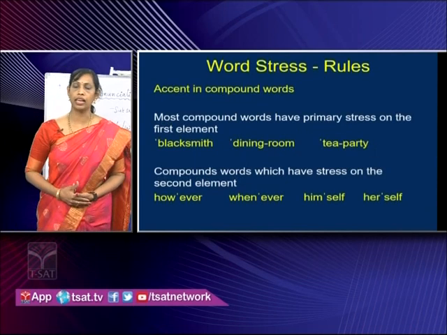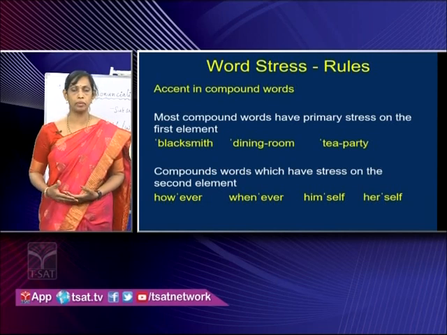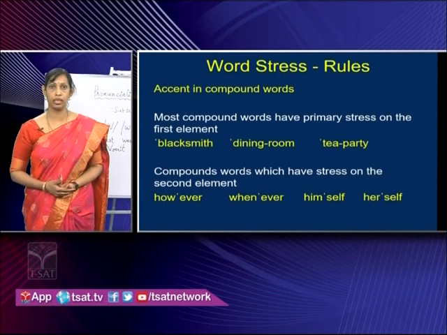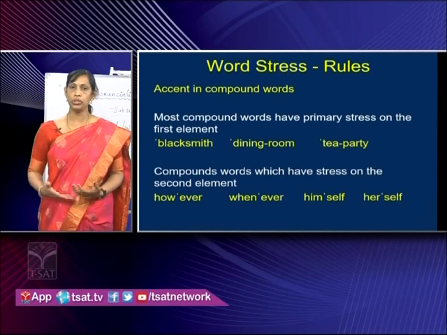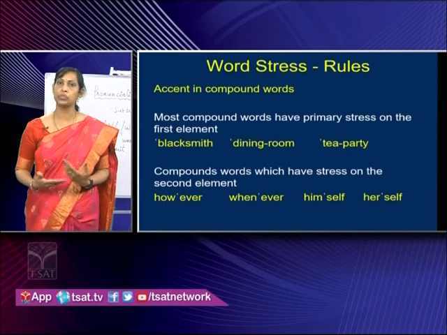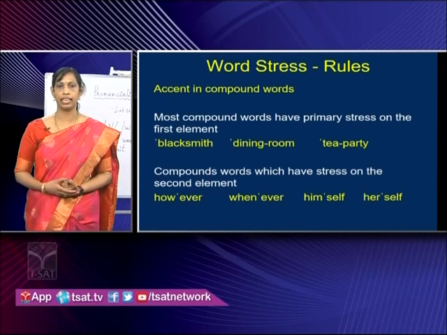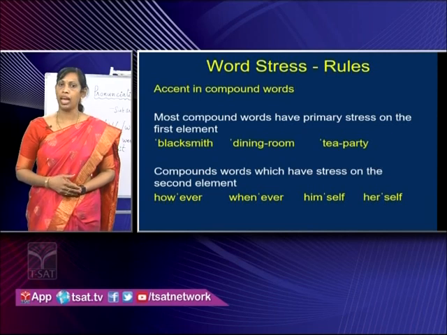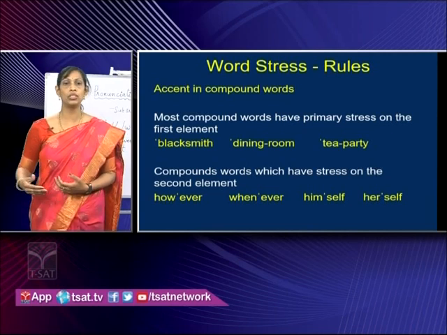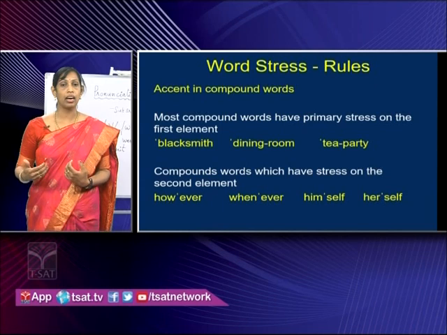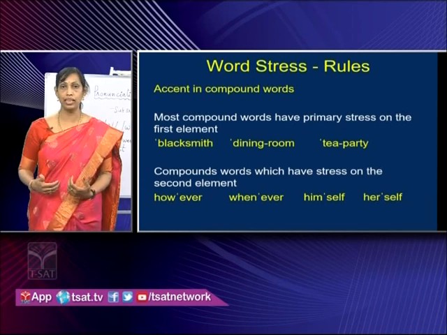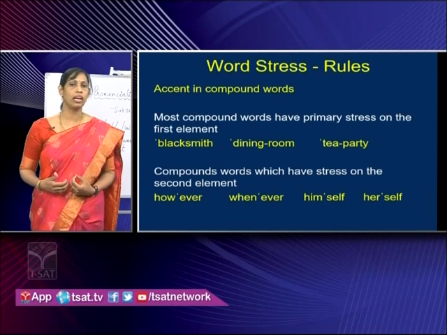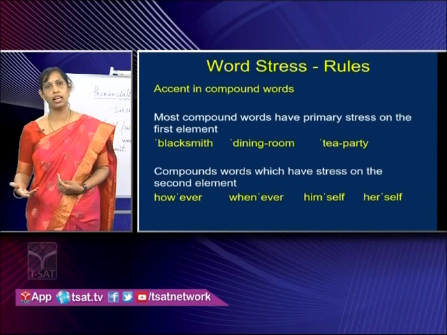And let us see accent in the compound words. We all know that compound words are made up of either 2 elements or 3 elements. So usually compound words take primary stress on the first element, like blacksmith, dining room, tea party. And compound words which have stress on the second element, that is compound words which end with ever or self, they take stress on the second element, that is however, whenever, himself and herself.